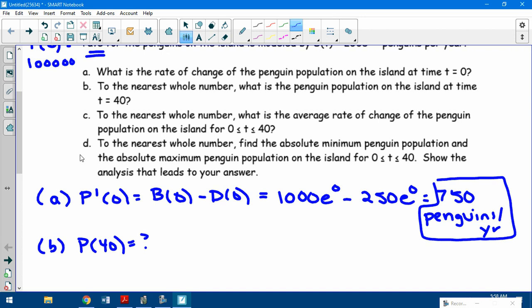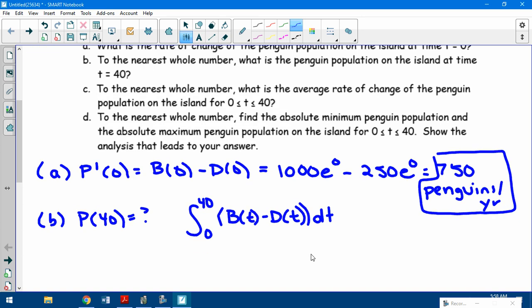So this is one of those questions where you take the integral from something you know to something you want to find of the birth rate, B of t, minus the death rate, D of t. Don't forget your dt. If you did forget dt, I took off a point just like the AP would. And that equals the population at 40 minus the population at 0. So again, we know this is 100,000.